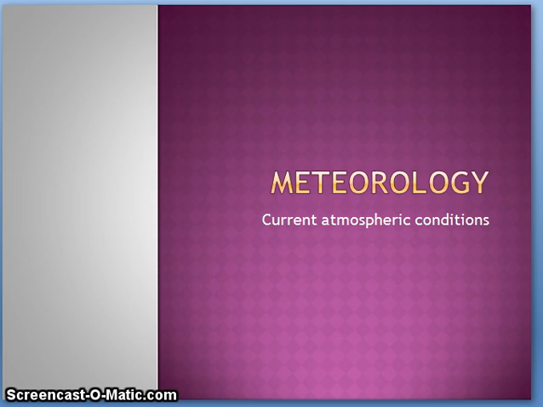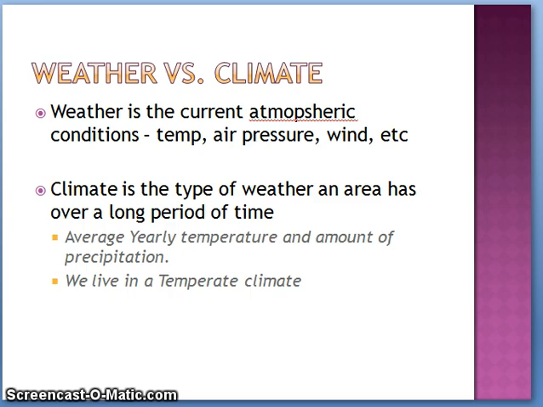But first, in order to do that, we need to go over some things. So the first thing that I want to talk about is the difference between weather and climate. Like I said, we are going to be talking about the weather, which is our current atmospheric conditions. We're going to talk about temperature, air pressure, wind, relative humidity, and dew point. But those current atmospheric conditions over a long period of time describe an area's climate. And usually you describe the climate as the area's average yearly temperature and the average yearly amount of precipitation that they get. We live in a temperate climate zone.